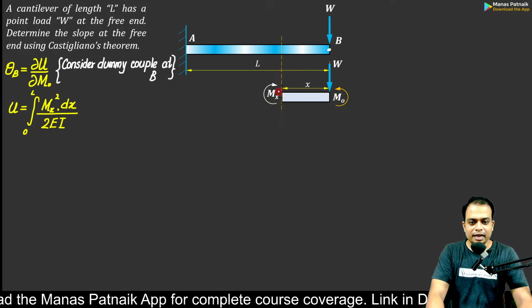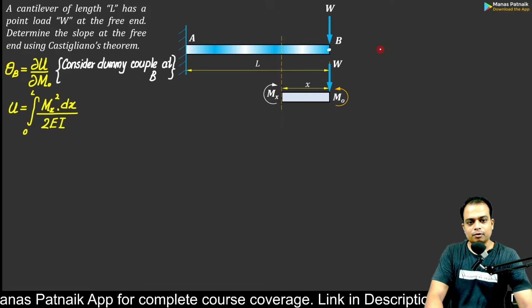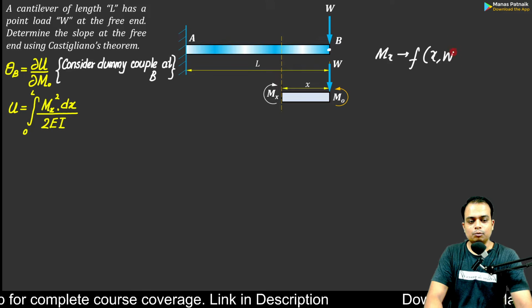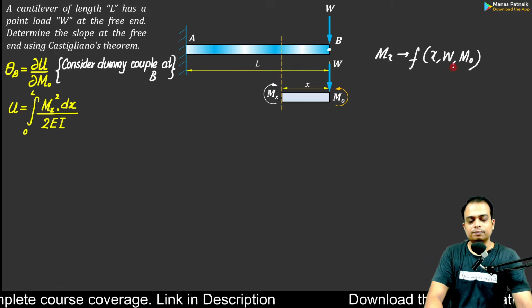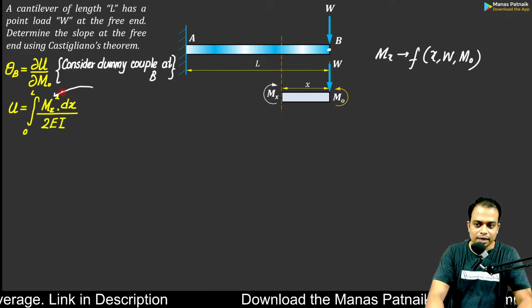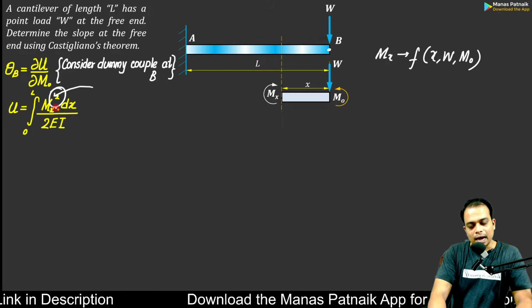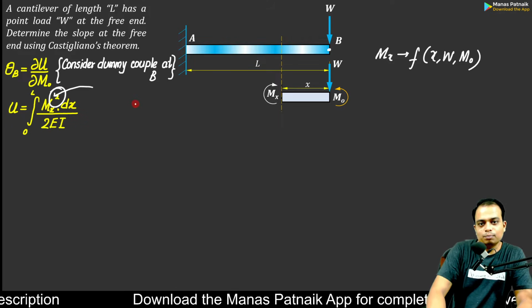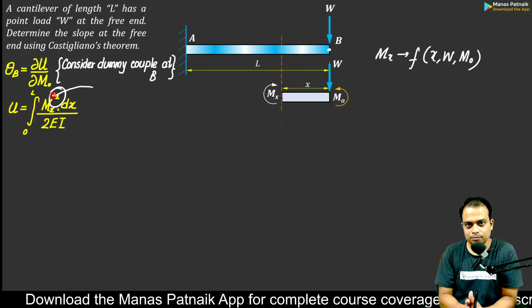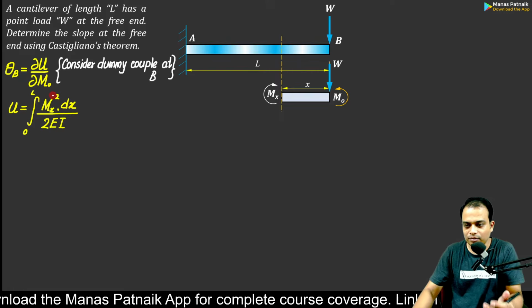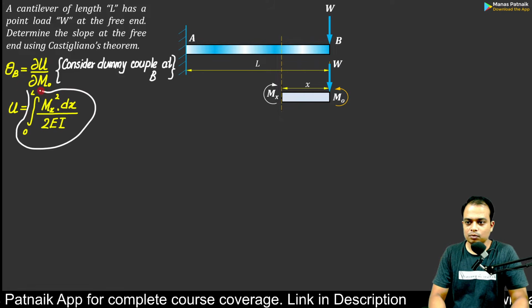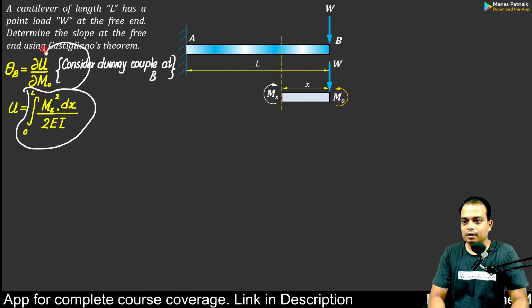You can clearly see that mx is going to be a function of x, w, and m naught, isn't it? So when you plug in that value over here, it is going to be squared, and then you have to integrate it, and plug in the limits from 0 to L. That is going to be a tedious process. In order to shorten this, we'll simply put this value of u over here.